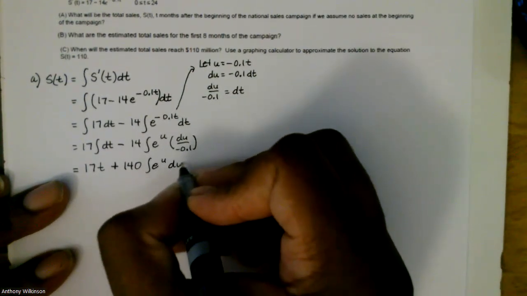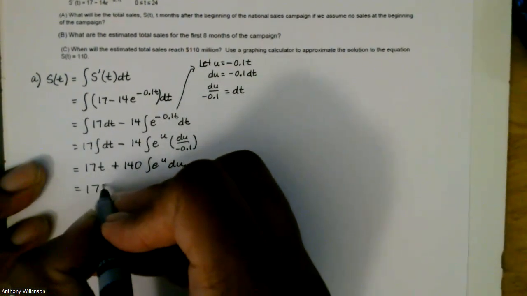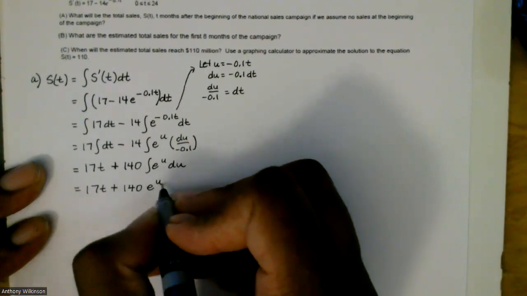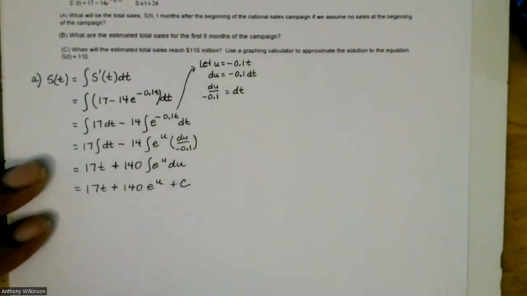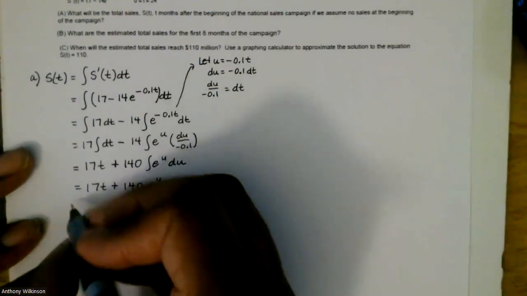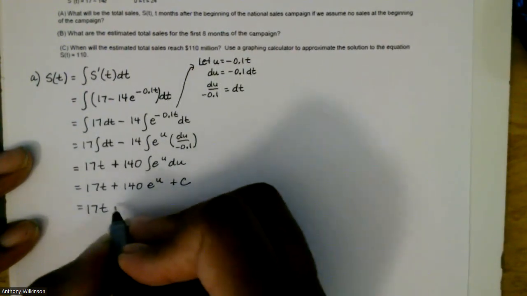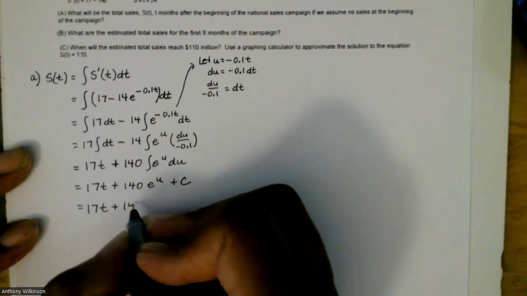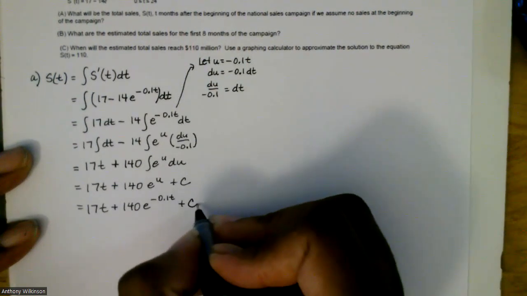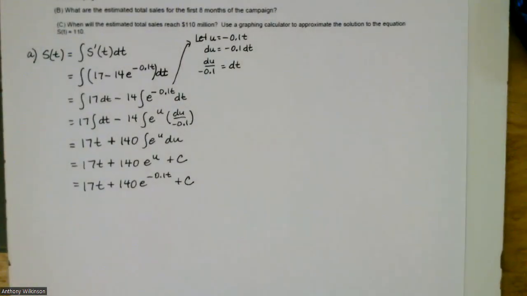And then this will be the integral of e to the u du. But of course, the integral of e to the u would be e to the u, plus c. So here I got 17t plus 140 e to the u plus c. Now I need to do the back substitution by replacing the u with negative 0.1t, so the whole thing will be in terms of t. So it'll be 17t plus 140 e to the negative 0.1t plus c. Now that's just the general equation for S of t.